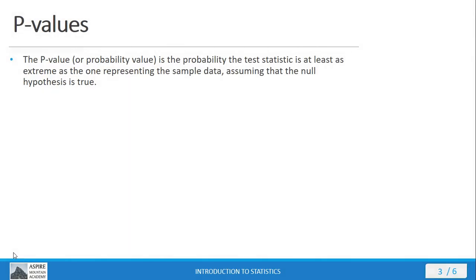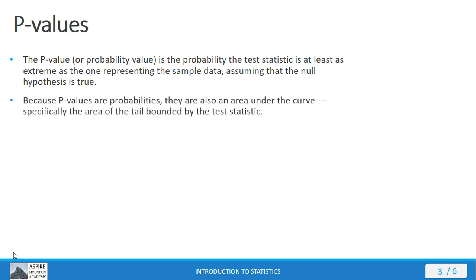Now this relates to the p-value, which we've seen before when looking at confidence intervals. So by definition, the p-value is the probability that the test statistic is at least as extreme as the one representing the sample data, assuming that the null hypothesis is true. In essence, the p-value, in more practical terms, is simply the area in the tail of your distribution that's bounded by the test statistic. So because it's an area under the curve, it's going to be a probability, okay?